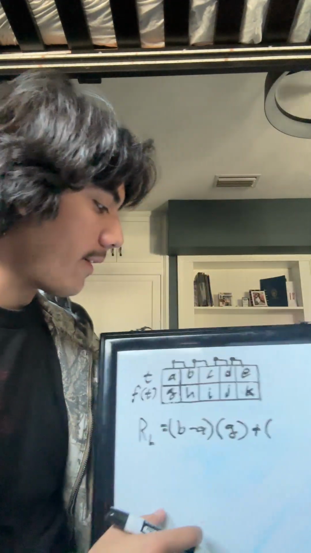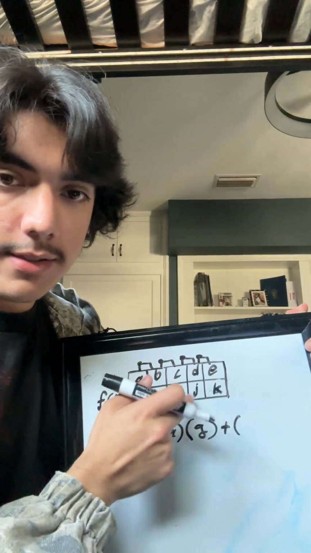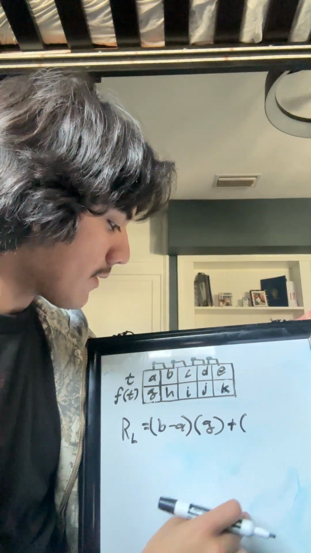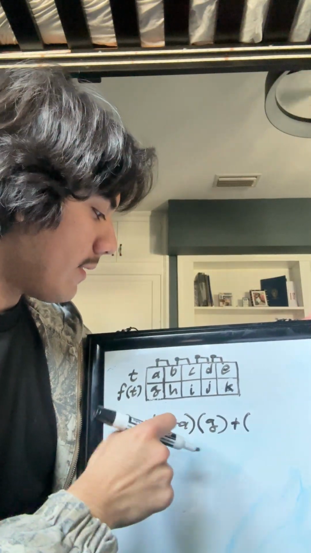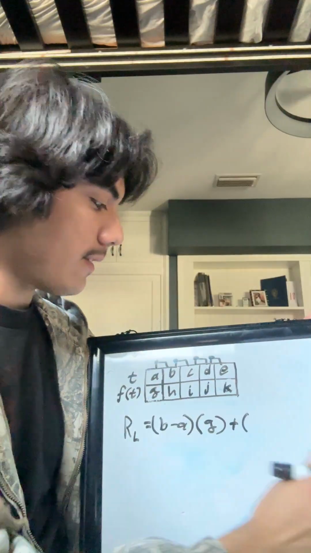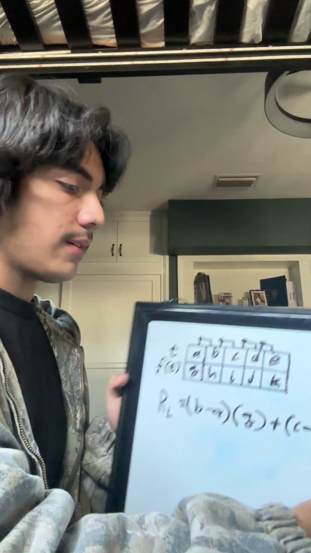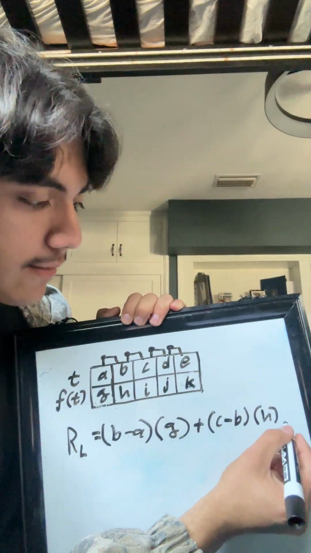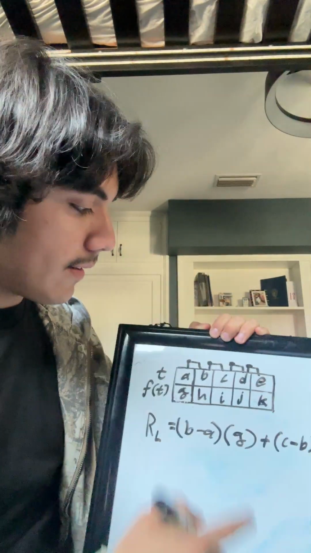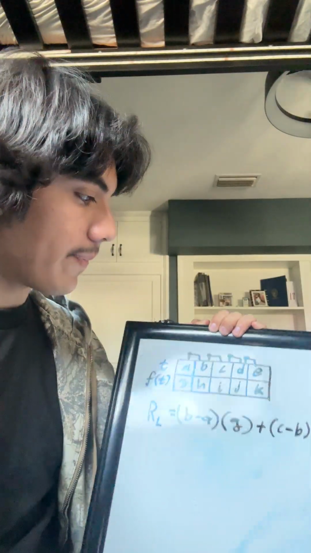Then you're going to add the same pattern over here with c and b. So it's going to be c minus b times h. You can see the little dots and boxes right there. So let's write that down really quick. C minus b times h. So just like that, and so on until you reach the end.